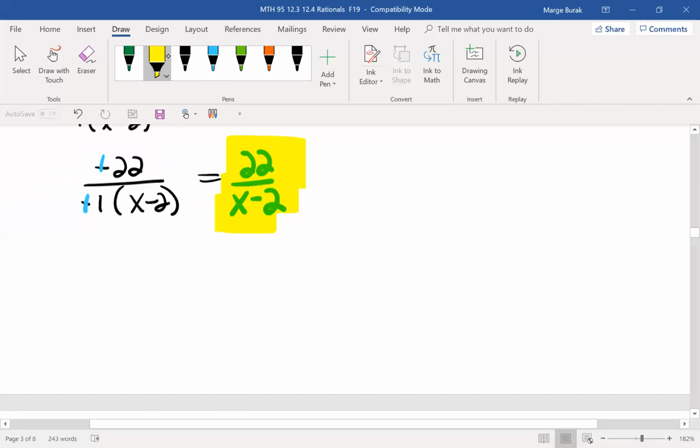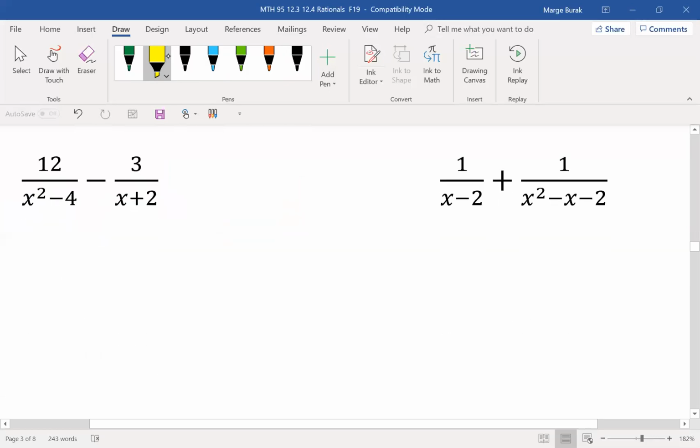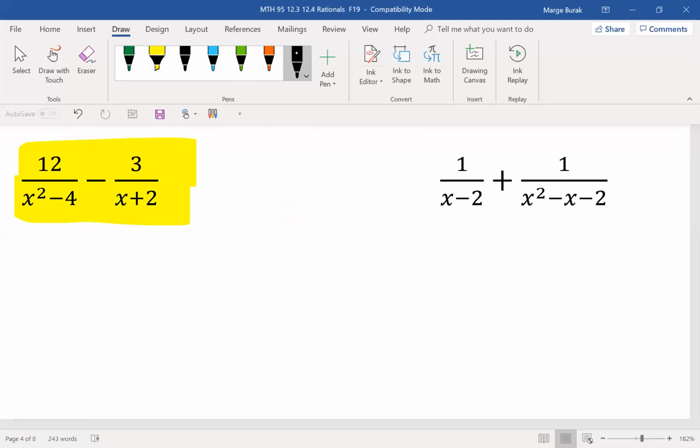Okay, let's do a couple more and then we'll be done with this. So let's see. Okay, so here's one. First thing you want to do, if possible, is factor the denominator so we can find our least common denominator. So x squared minus 4 is the difference of two squares, right? And then this is just x plus 2. And the reason we do that is because we'll keep our problem simple. We can see that we have an x plus 2 in both. So all we need over here is an x minus 2.